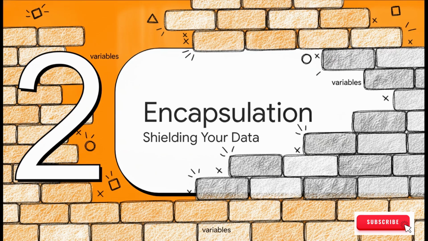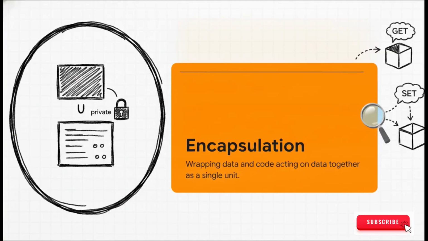Let's look at our very first pillar. So what is encapsulation? Well, it's also known as data hiding. It's basically the practice of wrapping your data, meaning your variables, and the code acting on that data, your methods, together into a single self-contained unit. Now in Java, you usually pull this off by locking down your class variables. You just make them private. And then you carefully provide public getter and setter methods to access or modify them.